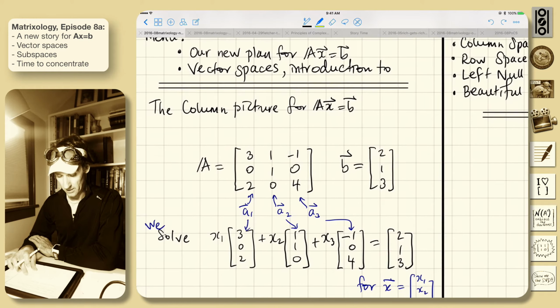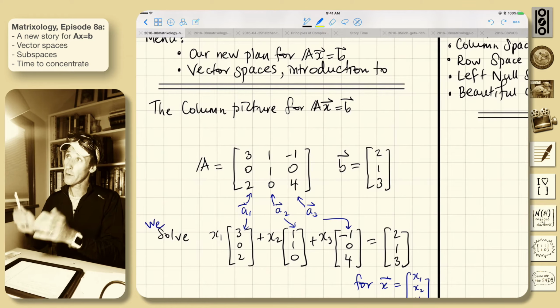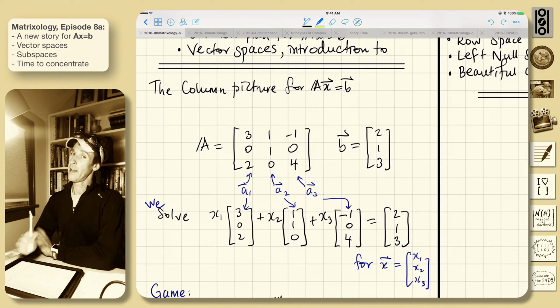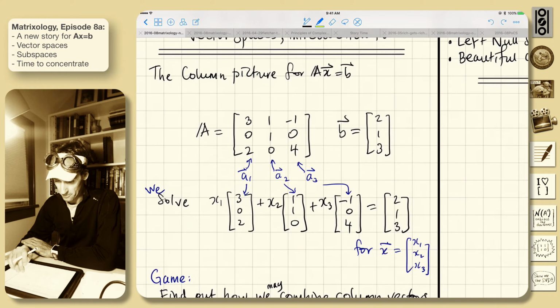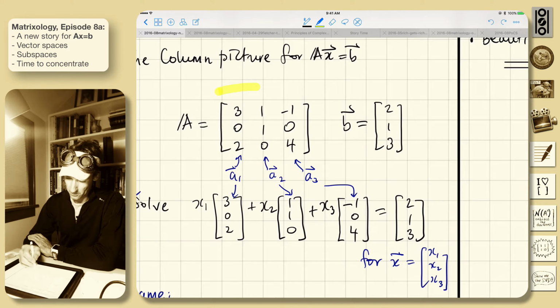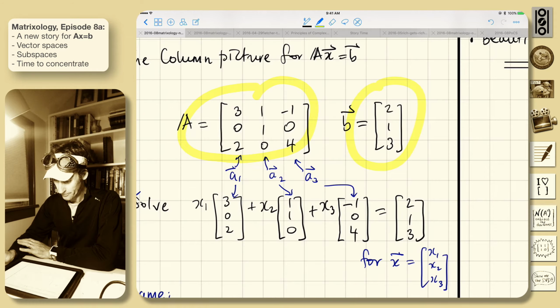All right, so this is going to be a little introduction, and then we're going to unlock these various vector spaces that are attached to A and A transpose. It's all beautiful. Yes, many good things are coming. Okay, so the thing we want to go back to start with is the column picture, which I said was a big deal all the way through. So here's just an example, A and b, just a 3x3 system.